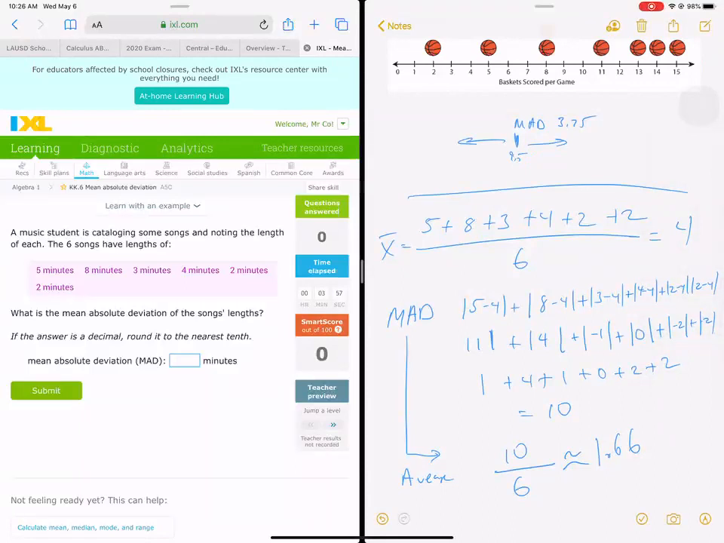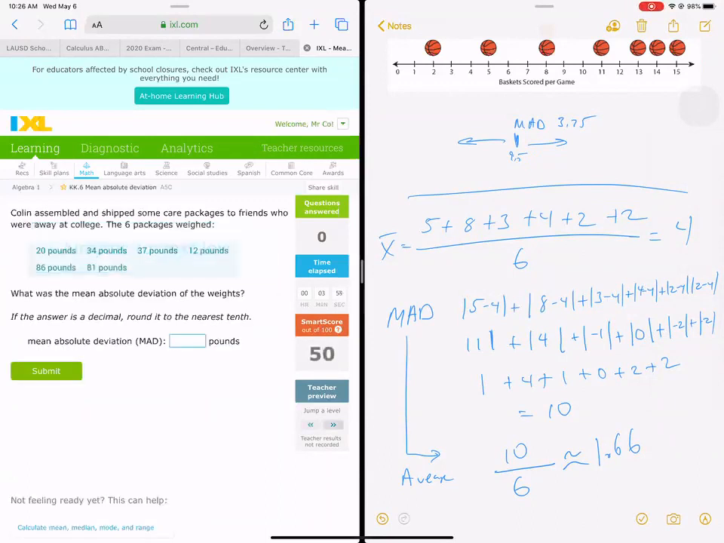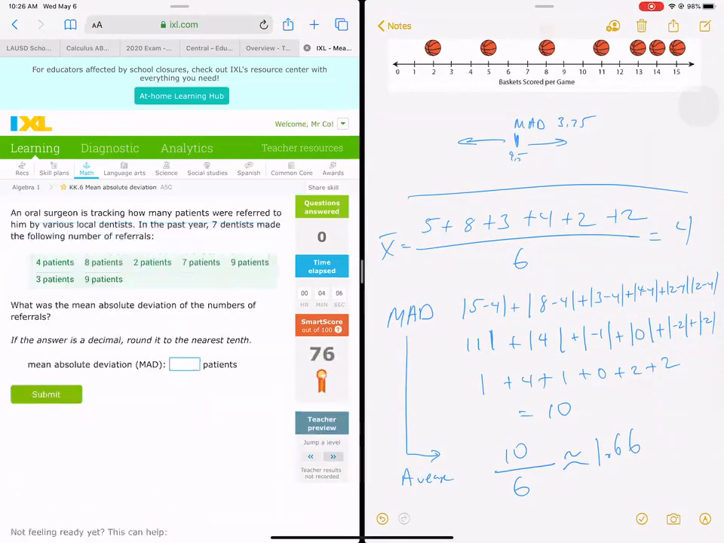Now, does this get harder? Well, I would say a little bit, because the numbers might get bigger, but the process is still exactly the same. Okay? The process is exactly the same. Okay, so that's how we find the mean absolute deviation.